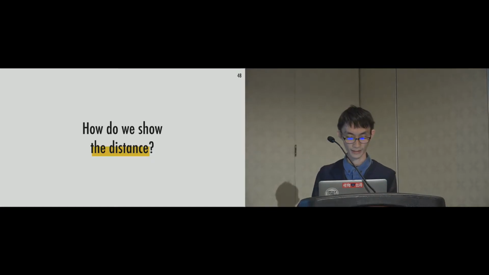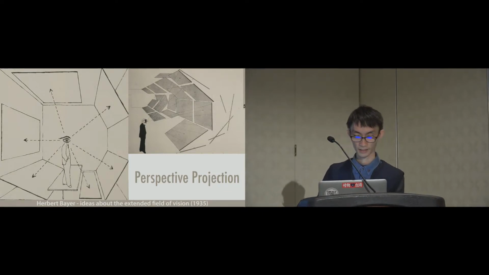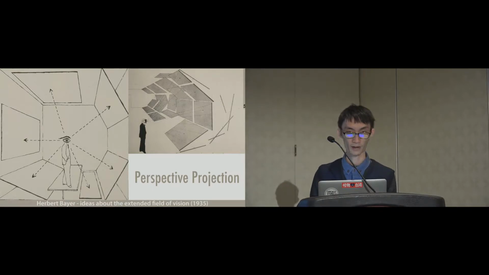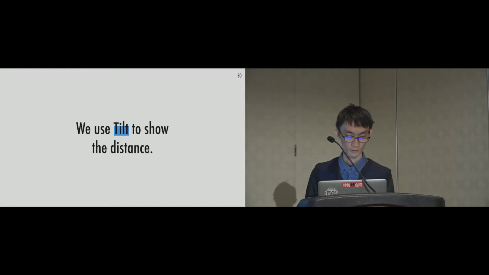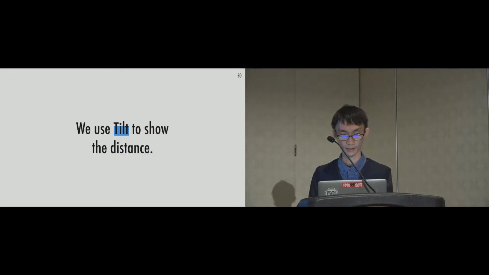Then how do we visualize the distance? Here we make use of the perspective effect. When people see a tilted plane in space, they have the instinct to change their line of sight in order to have a less tilted view. We use tilt to show the distance. The tilt angle is calculated by linearly mapping the distance value. The maximum extent of the tilt angle, which retains readability, was decided through a pilot study.